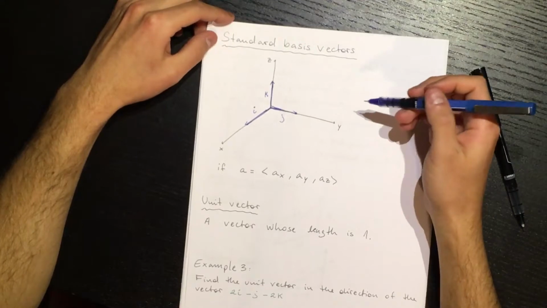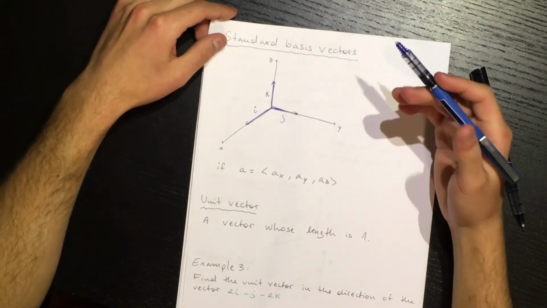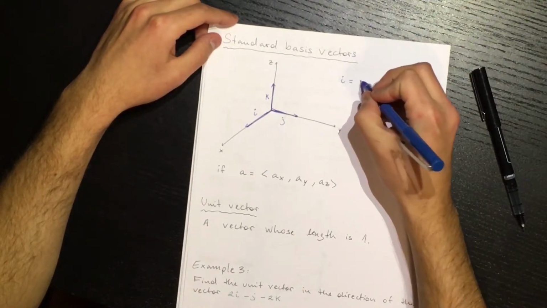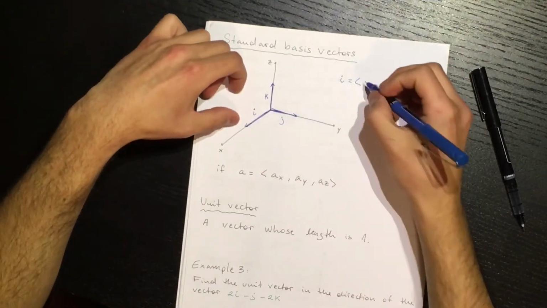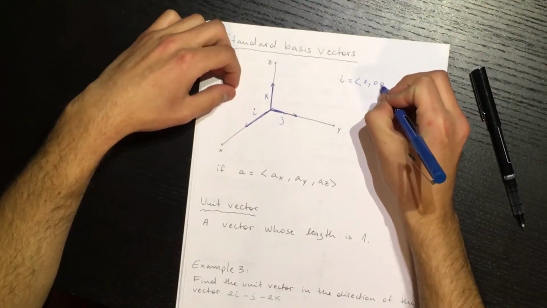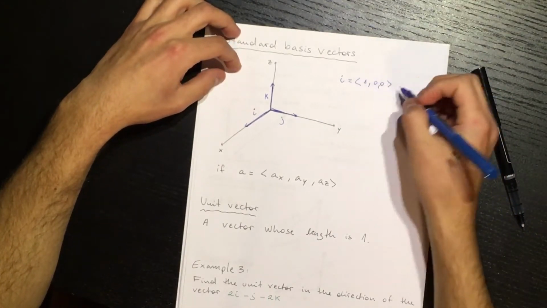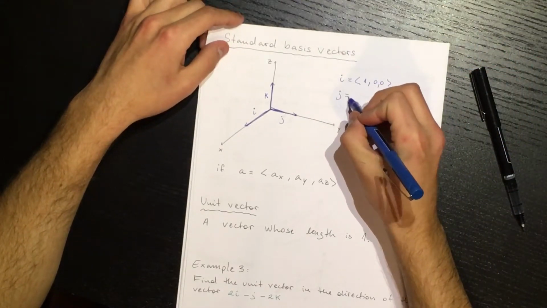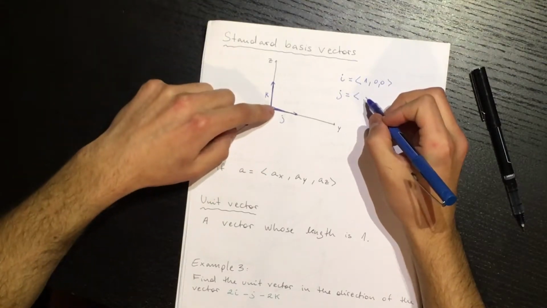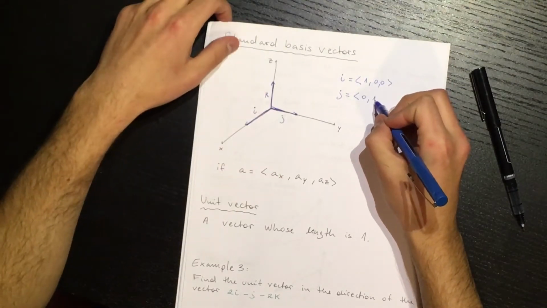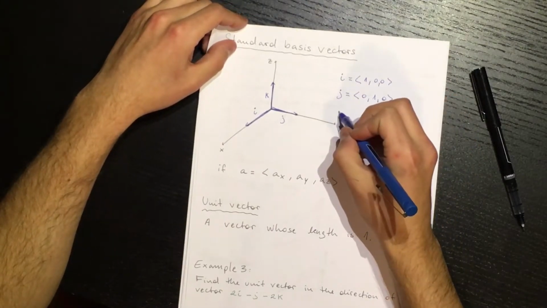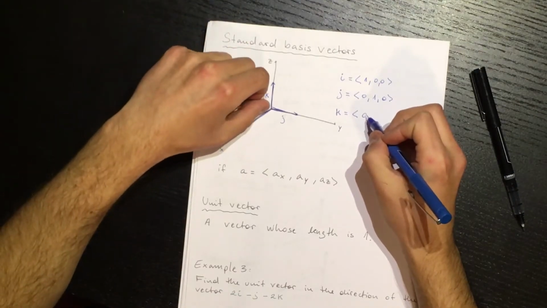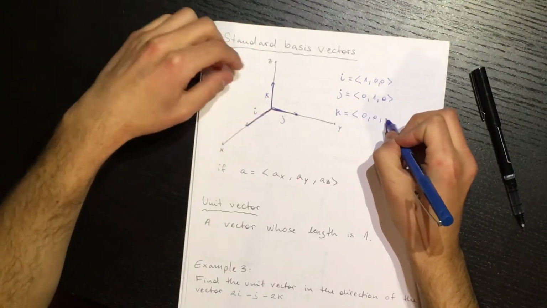These are the standard basis vectors, which have a magnitude of 1, and these are the components of each one. i is 1, 0, 0, since the magnitude of this is 1. In the y direction, j is going to be 0 on the x-axis and 1 on the y-axis, and then k is going to be 0 on the x-axis, 0 on the y-axis, and 1 on the z-axis.